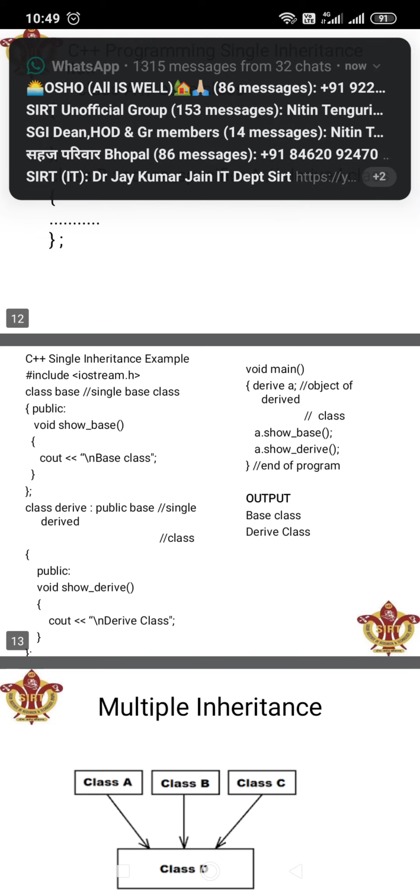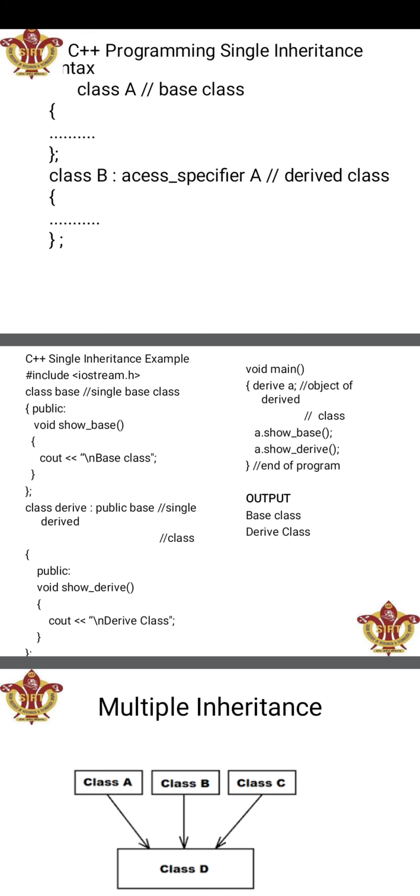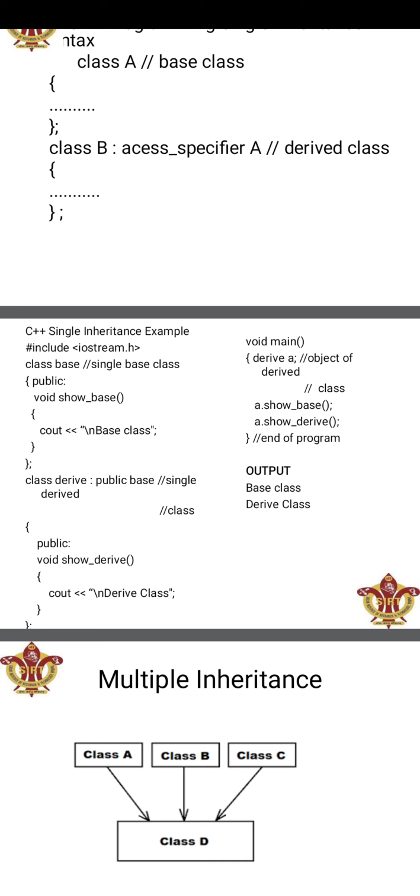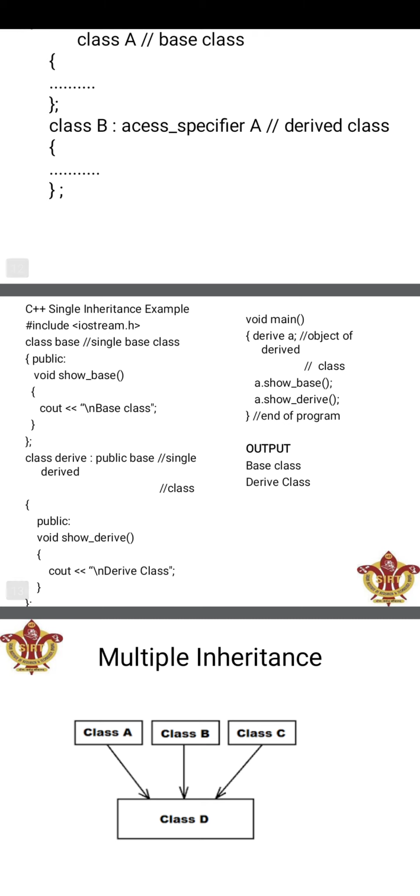Now let us look at one program for the same. Here is an example of single inheritance. Our base class name is base, so class base. Inside the base class we have simply defined one function in the public section. The return type of that function is void. The function name is showBase, and inside it we have simply written one cout statement to output the sentence base class on the screen. That's it.